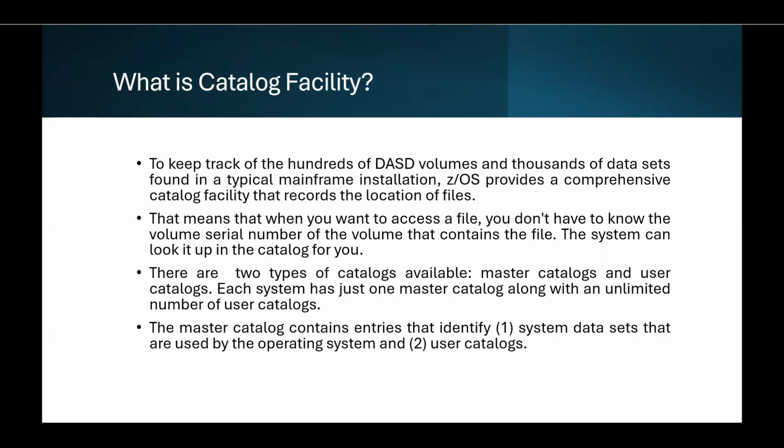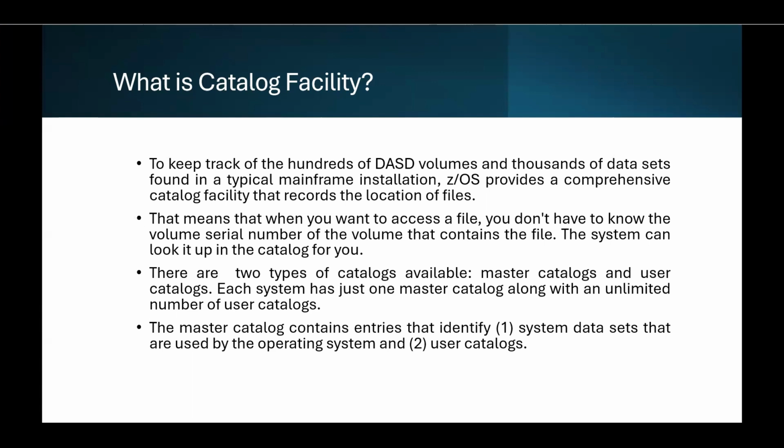The word itself shows its meaning. We are cataloging that particular file, so we will be having the location records in that catalog facility. That means when you want to access a file, you don't have to know the volume serial number of the volume that contains the file. The system can look it up in the catalog for you.